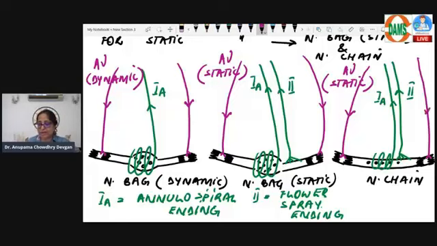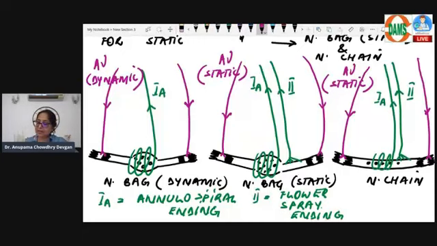From the nuclear bag dynamic, 1A; for nuclear bag static, 1A; and for nuclear chain, 1A and 2. These are the sensory fibers. Motor fibers will go towards the ends of these intrafusal muscle fibers. To nuclear bag dynamic, it is A gamma dynamic. To nuclear bag static is A gamma static. And to nuclear chain is also A gamma static.